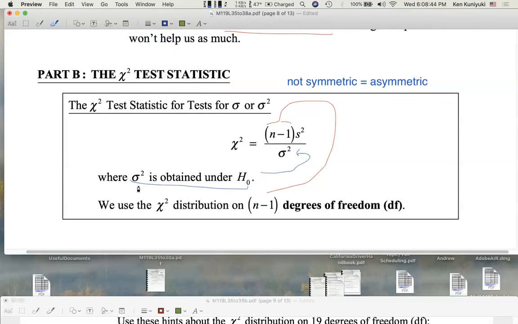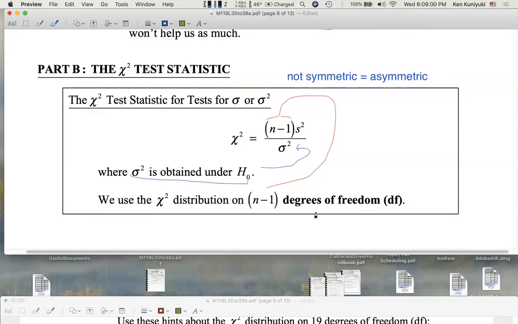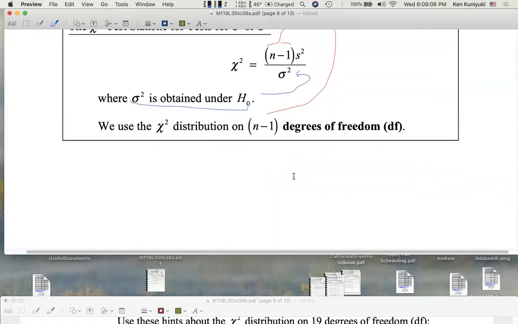The null could refer to either the population standard deviation or the population variance. If the null refers to the population standard deviation specifically, you would square that reference value. Again, we use the chi-square distribution on n-1 degrees of freedom. Notice it's been n-1 so far for both chi-squared and t. Okay.